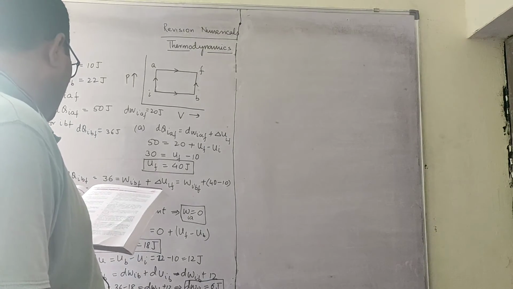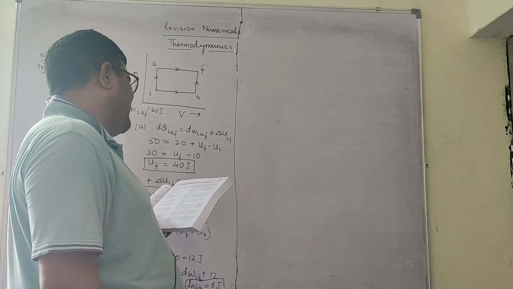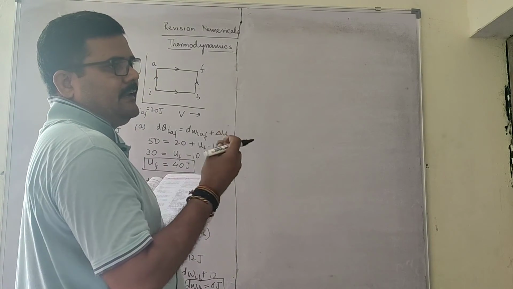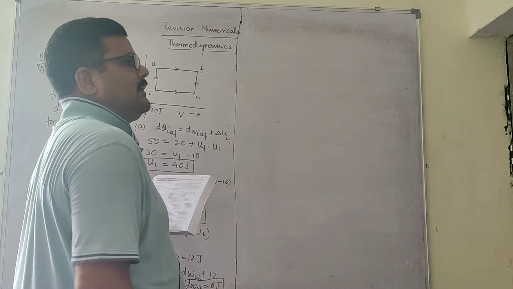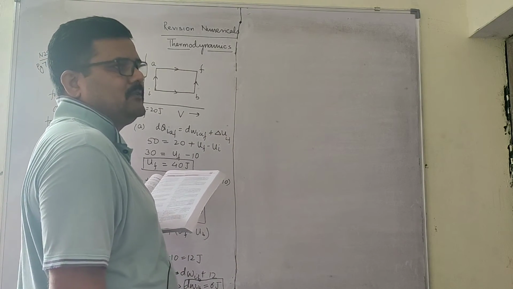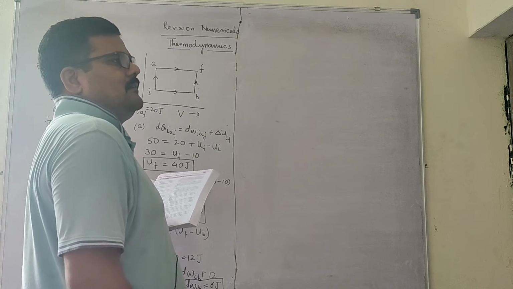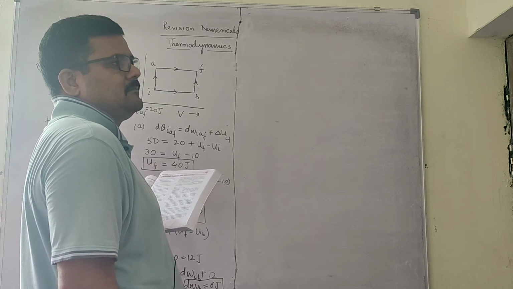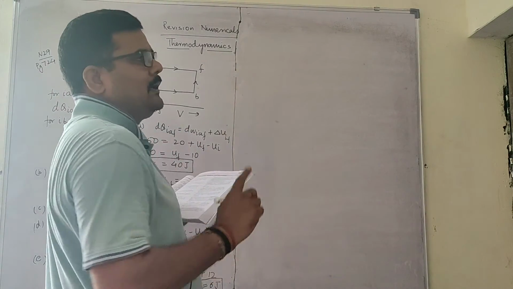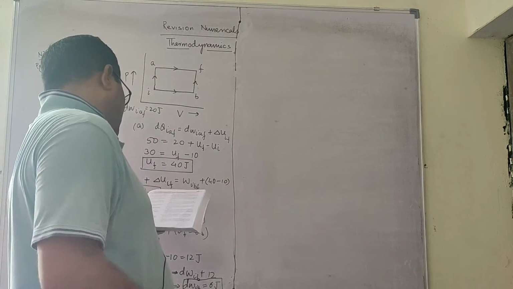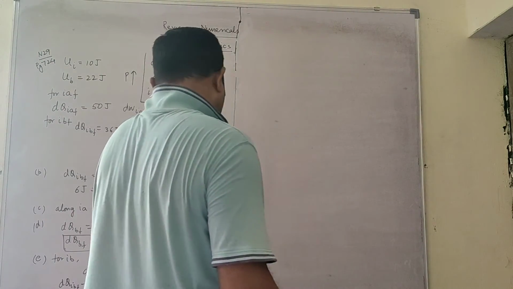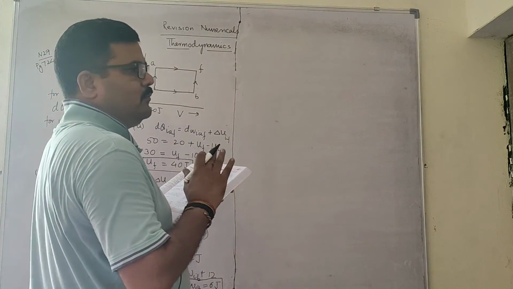Now I am doing one numerical of isothermal and adiabatic thermodynamical process. You just concentrate on the language of the question: if it is a slow process then it is an isothermal process, and if it is a sudden process it is an adiabatic process. I am doing only one numerical for this. Keep practicing. Other numericals are all directly formula based.